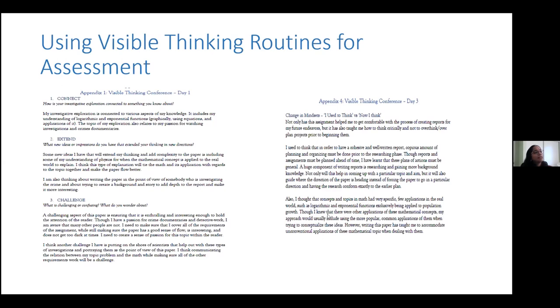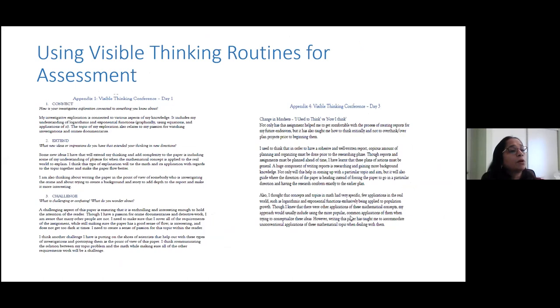I'm just going to read the last paragraph. She says, "I thought that the concepts in maths had very specific, few real applications in the real world, such as logarithmic and exponential functions exclusively being applied to population growth. Though I knew there were other applications of these mathematical concepts, my approach would usually include only the more popular or common applications. However, writing this paper has taught me to accommodate unconventional applications of this mathematical topic while dealing with them." So this student really surprised me.